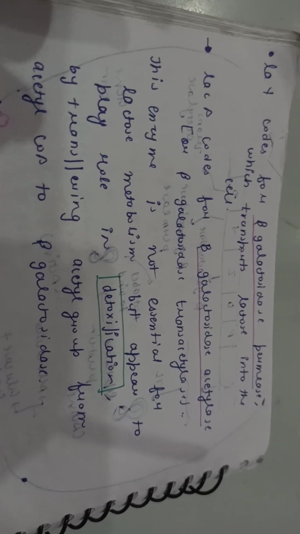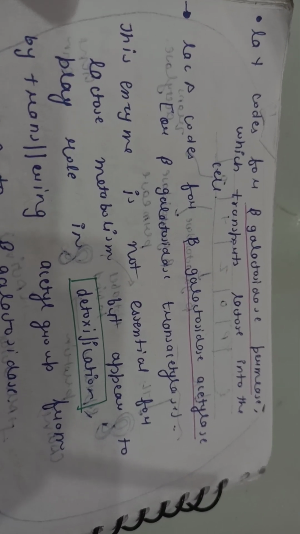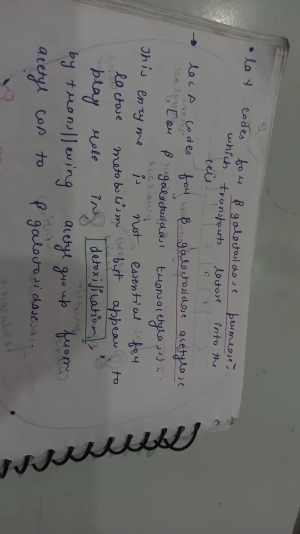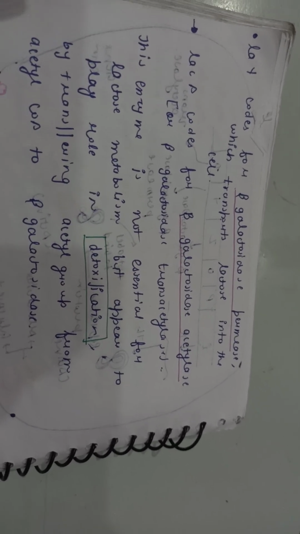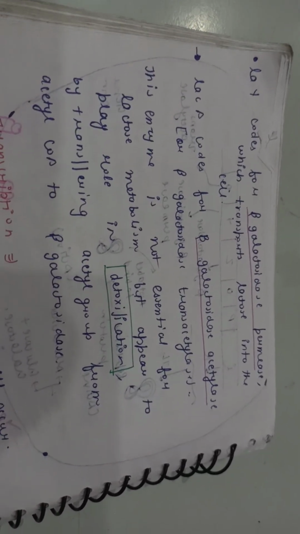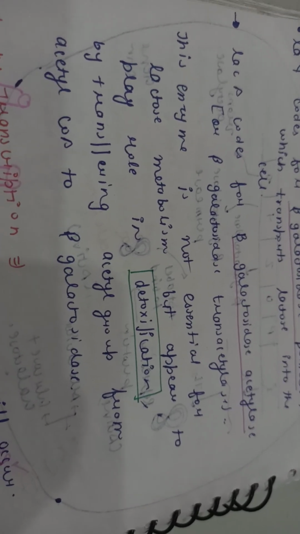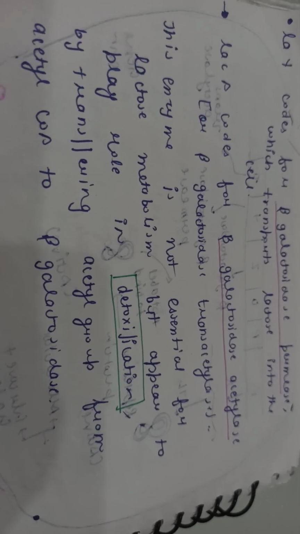LAC-Y codes for beta galactosidase permease, whose function is to transport lactose inside the E. coli. Beta galactosidase permease makes the cell permeable to lactose, it allows the entry of lactose into the E. coli. LAC-A codes for beta galactosidase acetylase, or what we call beta galactosidase transacetylase.